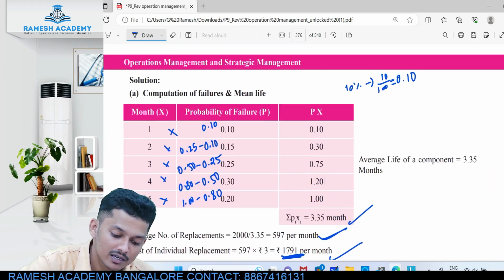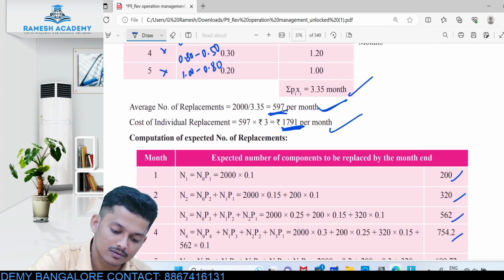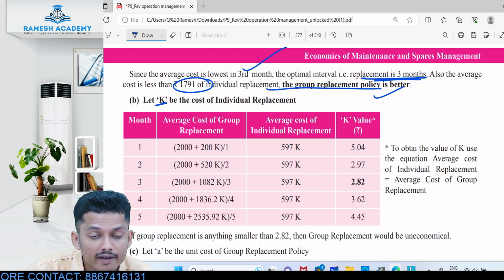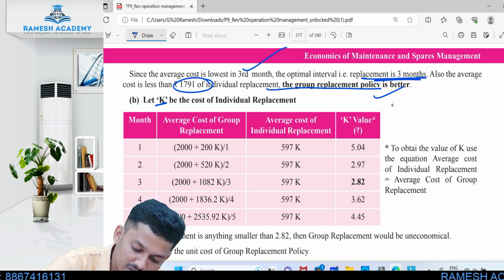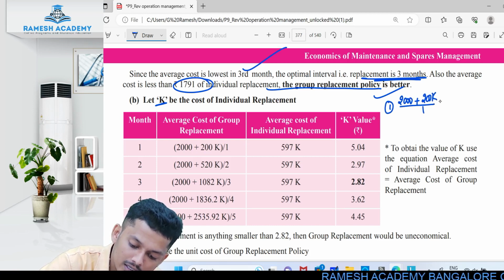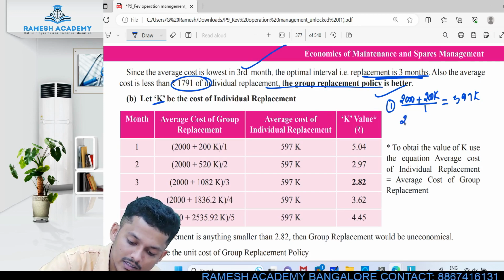How do you get the 597? See, here you get it. Here. Okay, 597k. And how do you find out this k value now? One k value I will do it for you, one or two, the remaining things you do. See, for the first year, that is 2000 plus 200k by 1 is equal to 597k. So 1 goes that side, here it is divide, there it goes multiply, that is 2000 plus 200k is equal to 597k as it is.